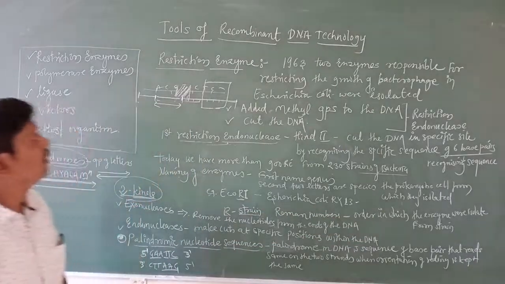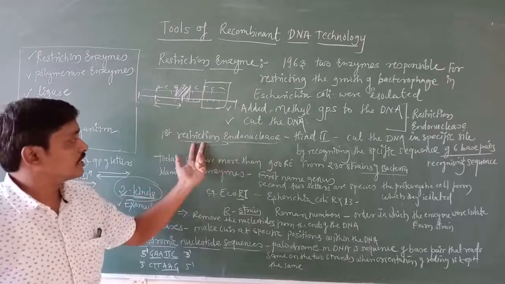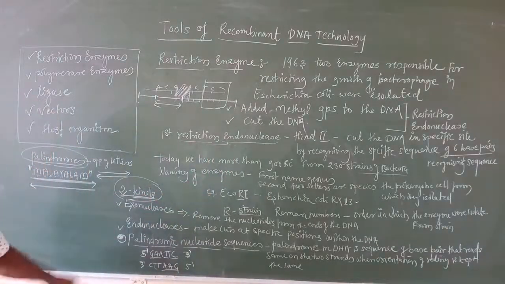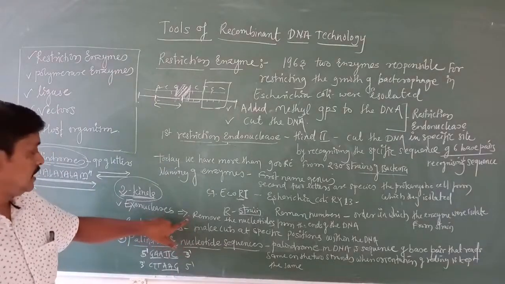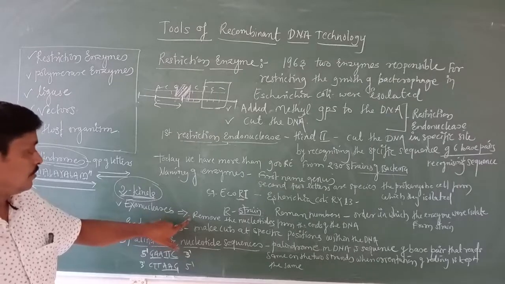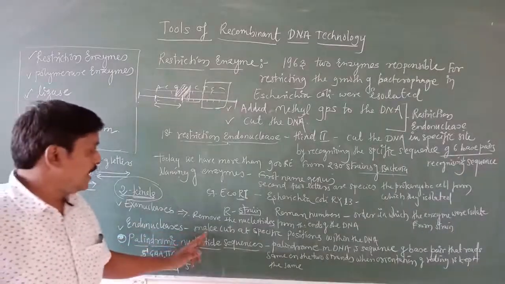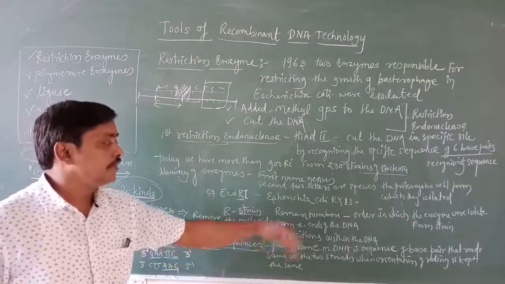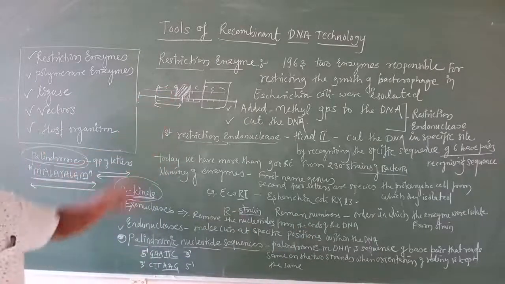That is very important. Afterwards we will study the two kinds of restriction endonuclease. What are those? Exonuclease and endonuclease. Exonucleases remove nucleotides from the ends of the DNA. Endonucleases make a cut at a specific position within the DNA, as shown here.